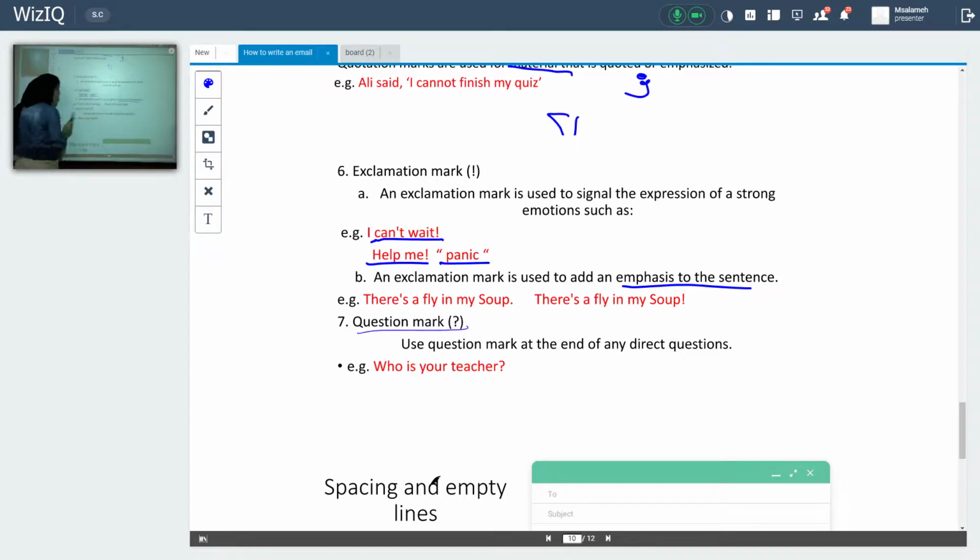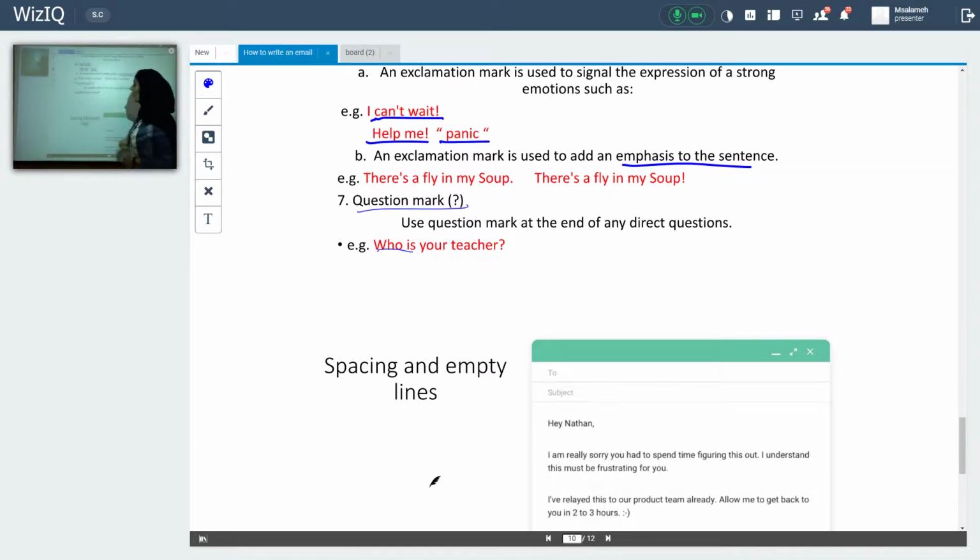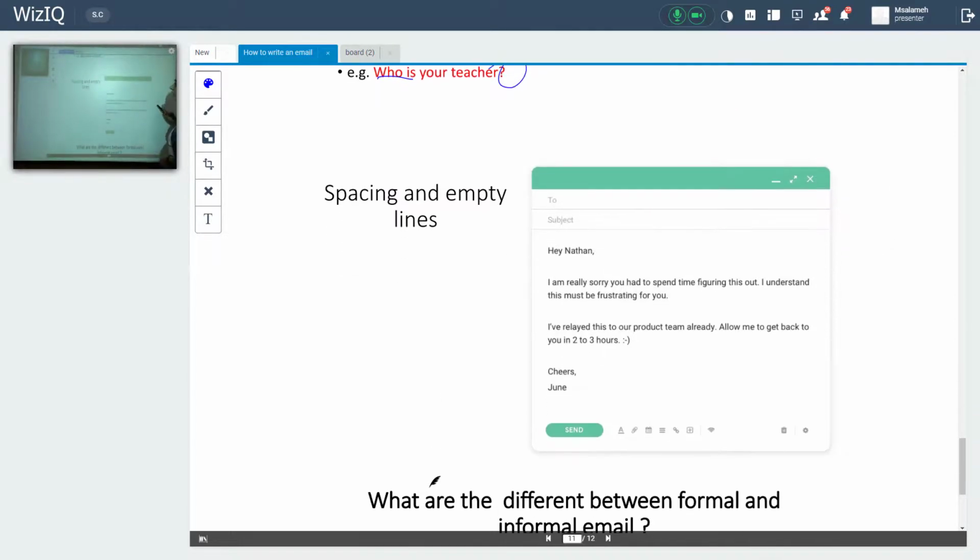Question mark. Use a question mark at the end of any direct question. Who is your teacher? It actually starts with a WH question word and ends with a question mark.